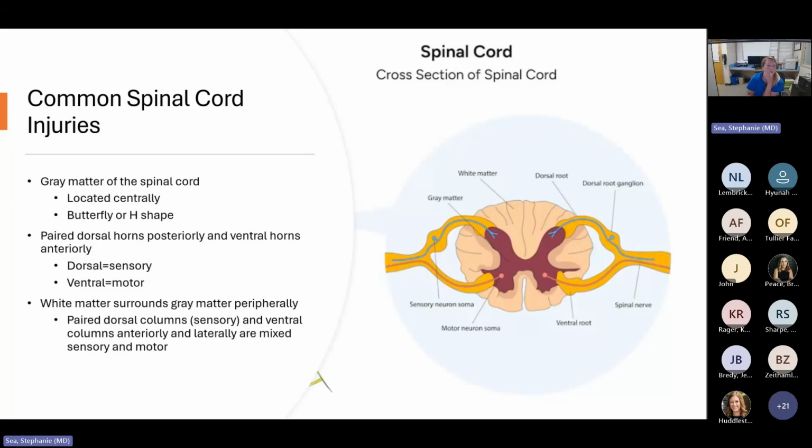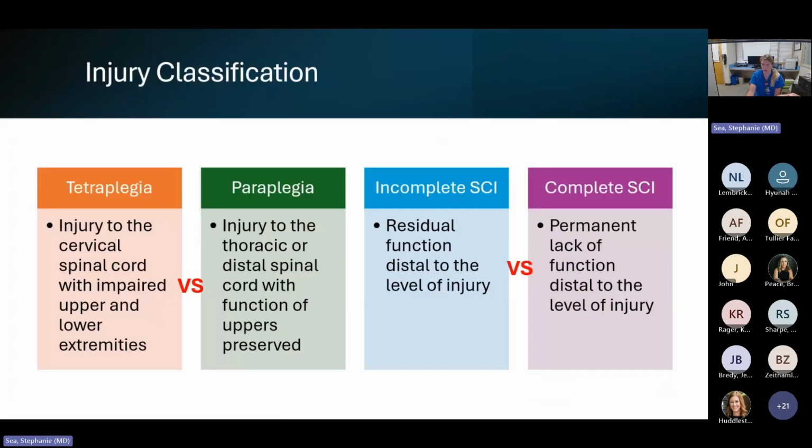I touch on common spinal cord injury. So now moving outside of that bony fracture to the actual cord injury and where motor and sensory run. And that's really indicative of what kind of clinical picture we're looking at. So big injury classifications that we talk about: tetraplegia versus paraplegia. Tetra, of course, being a high cervical thoracic injury. So you will get complete paralysis of both upper and lowers, versus paraplegia, which will be your lower extremity and preservation of the uppers. We also talk about incomplete versus complete spinal cord injury.